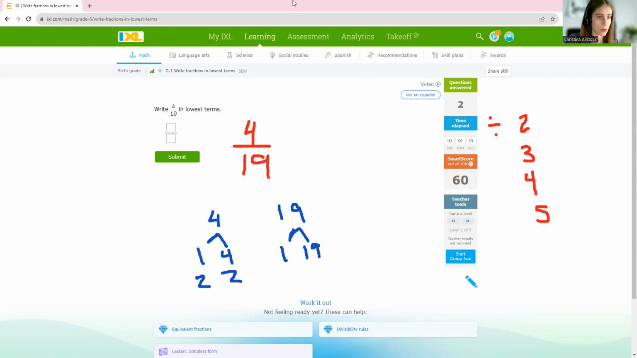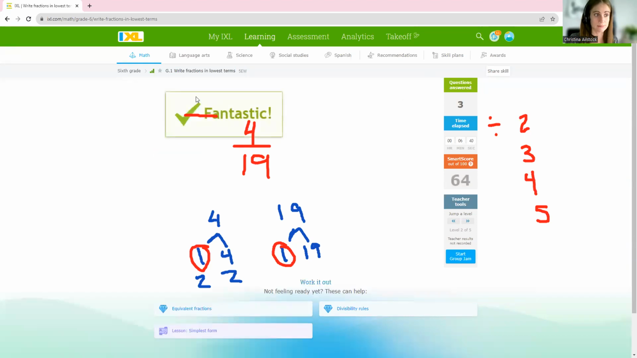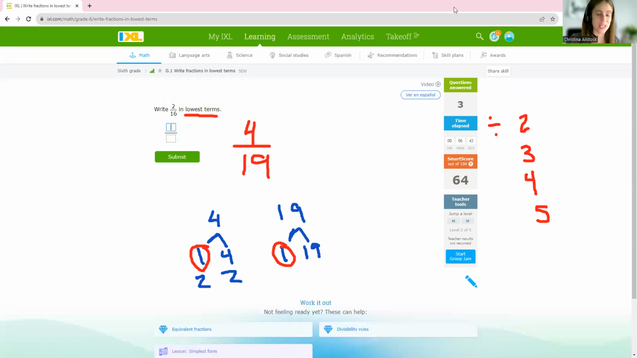That means the only thing these have in common is 1. I was stuck when I did repeated division, and then I switched over to GCF. The greatest thing they have in common is 1, which means this fraction is already in lowest terms. This fraction is already as simplified as possible. So we're just going to write the exact same thing as our answer, because if we divided by 1, I'd still get 4/19. And we got it correct. Awesome job, guys. So do be careful for that and be on the lookout.